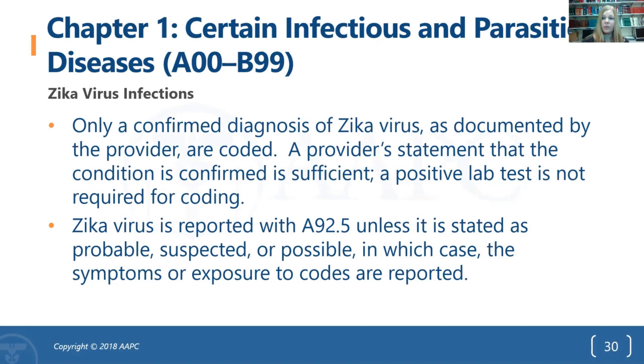Zika virus is reported with A92.5 unless it is stated as probable, suspected, or possible, in which case we would just use those signs and symptoms. So if a patient comes in and they have suspected Zika virus and they have fever and rash or whatever, we would just code the fever and rash unless the provider definitively states that they have Zika virus.